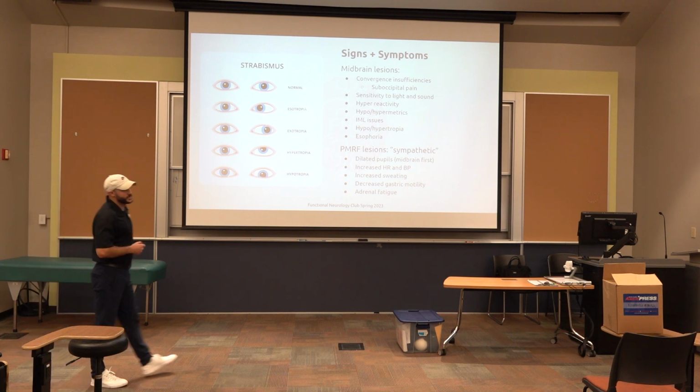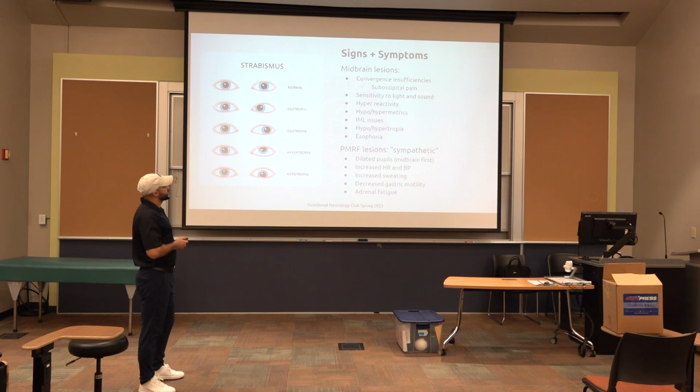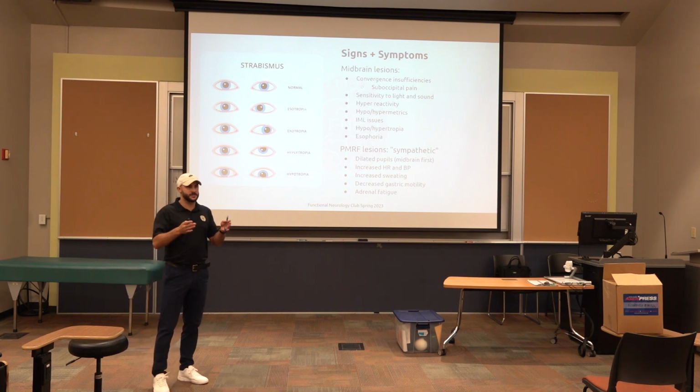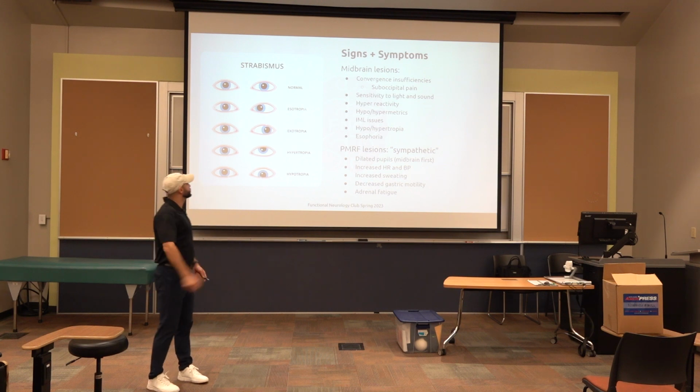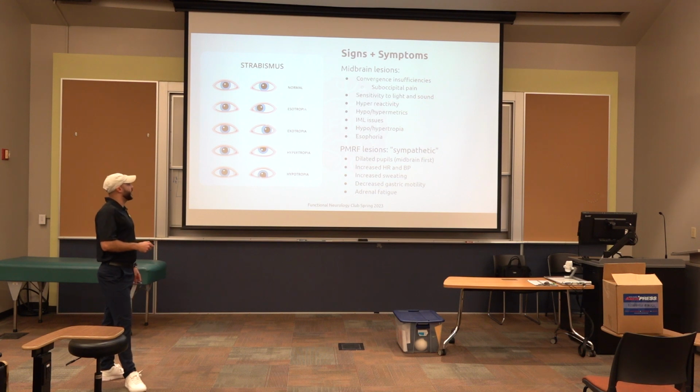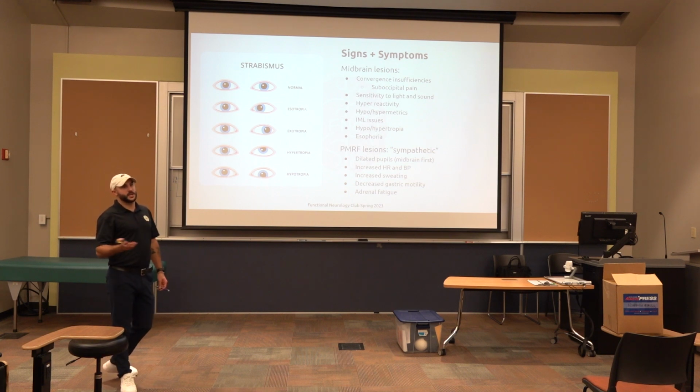Okay, so I got some midbrain lesions. Convergence insufficiency, suboccipital pain. If I have issues converging my eyes, my head might try to do this and stress these suboccipitals. Sensitivity to light and sound, hyperreactive, hypermetric, IML issues, hypertropia, esotropia, there's all those eyes. So a lot of eyes with the midbrain. We said the midbrain has how many movements for the eyes? Five or six.